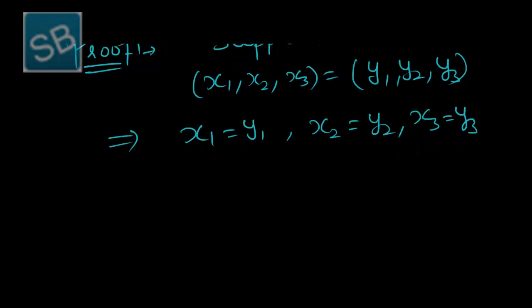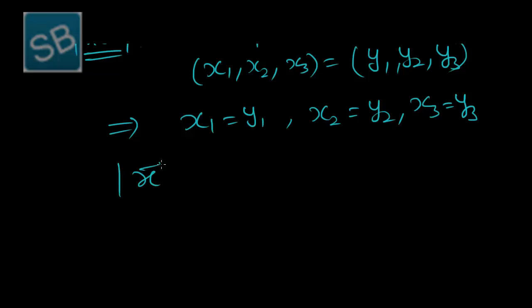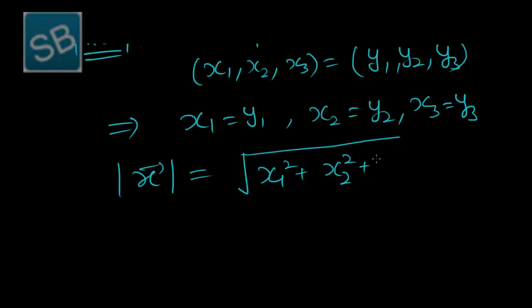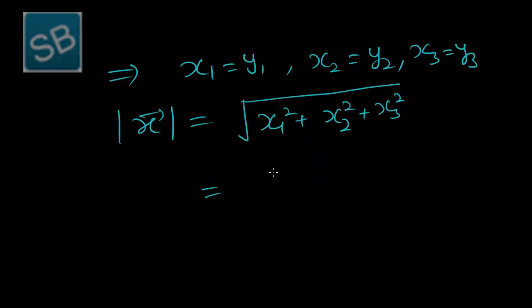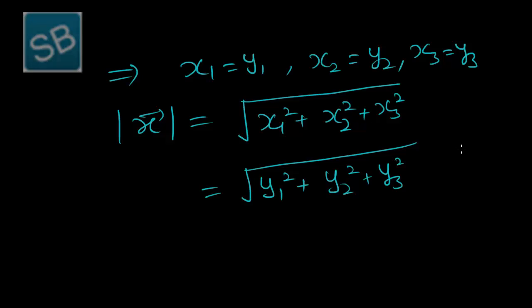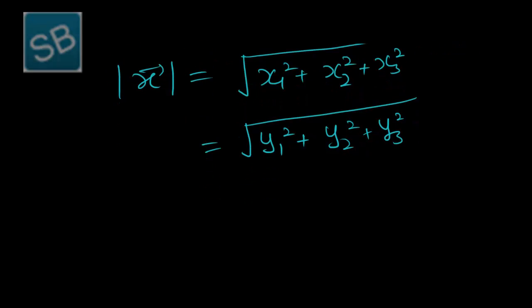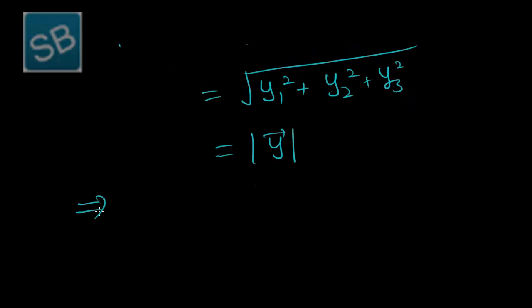Now we will check its magnitude. The magnitude of vector x is the square root of x1 square plus x2 square plus x3 square. As x1 is equal to y1, we replace x1 by y1. It becomes the square root of y1 square plus y2 square plus y3 square, as x2 is equal to y2 and x3 is equal to y3. So it becomes the magnitude of vector y.